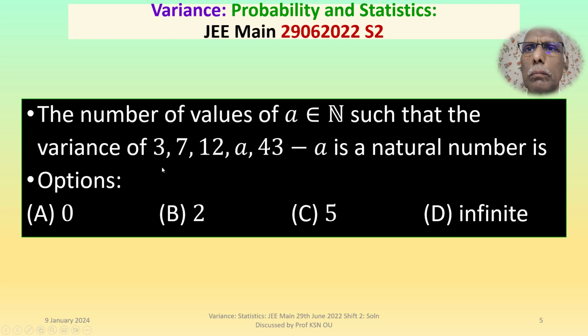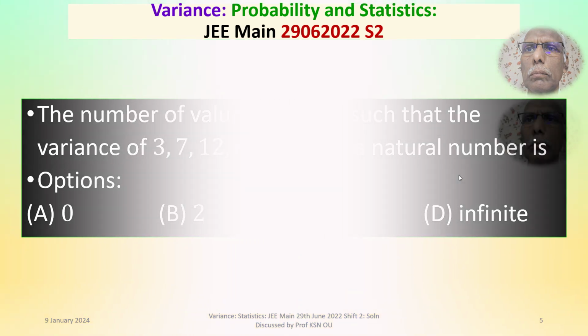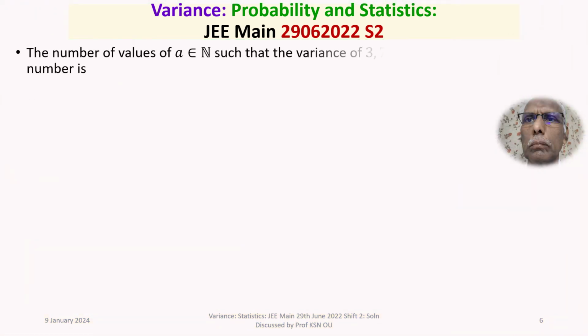We are given the data 3, 7, 12, A, 43 minus A. And we have to find the number of values of A that belong to the natural numbers such that the variance of this data is a natural number. Let's now discuss the solution of the problem in detail.